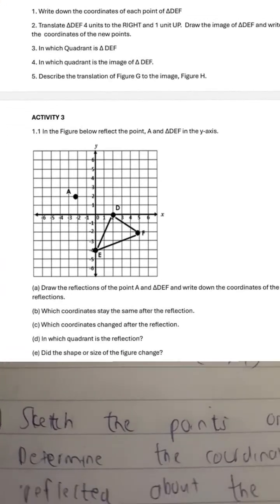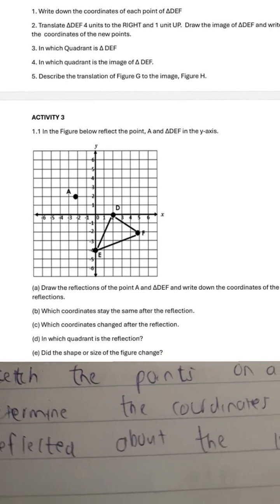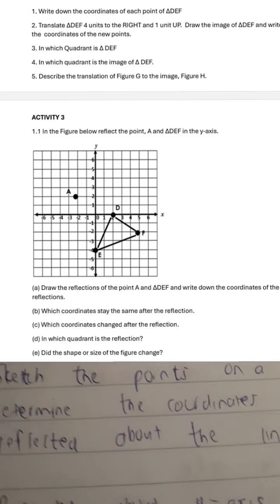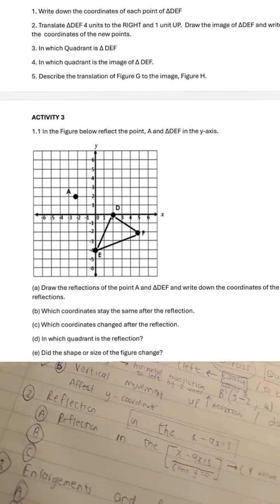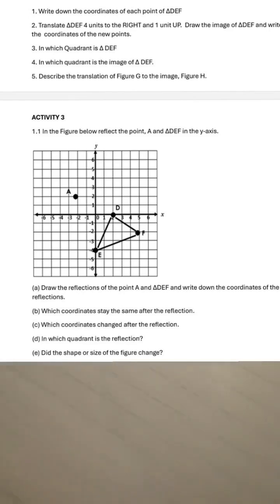So let's go and check. It says in the figure below, reflect the point A and triangle DEF in the y-axis. So we are being instructed to reflect in the y-axis where these points are concerned. Let's first write down the coordinates of A, because we don't know what the coordinates of A are. Maybe you guys can let me know in the comment section. We need to first identify the coordinates of A, and then the coordinates of D, E, and F on the Cartesian plane from the diagram.